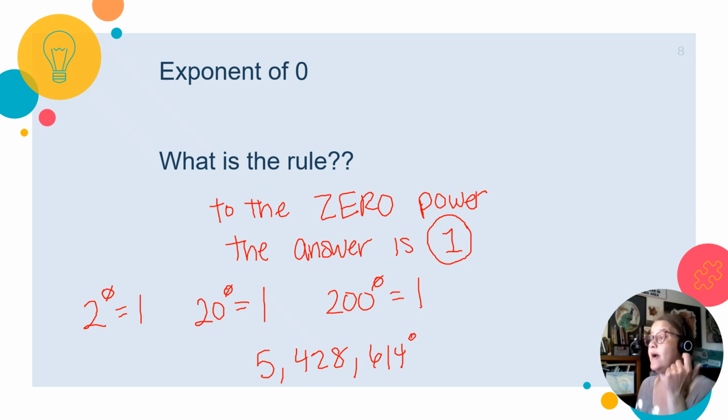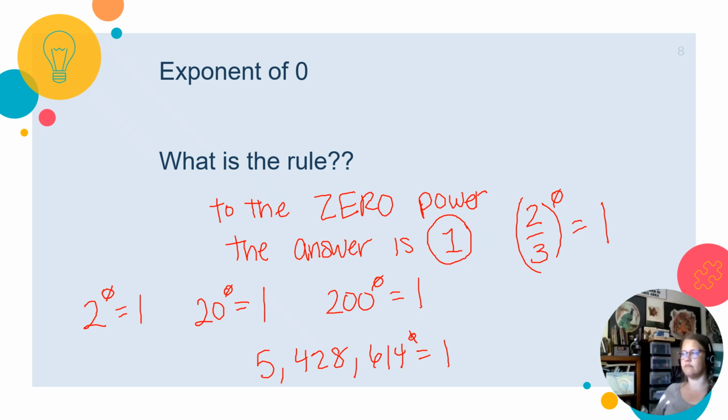5,428,614 to the 0 power. Yeah, it's still 1. It's not a trick question. It's totally still 1. It doesn't matter how big the number is. It doesn't matter how small the number is. Let's do a fraction to the 0 power. 2/3 to the 0 power. Yeah, it's still 1. It's all still 1. Everything is 1. You see a 0 in the exponent? Your answer is 1.